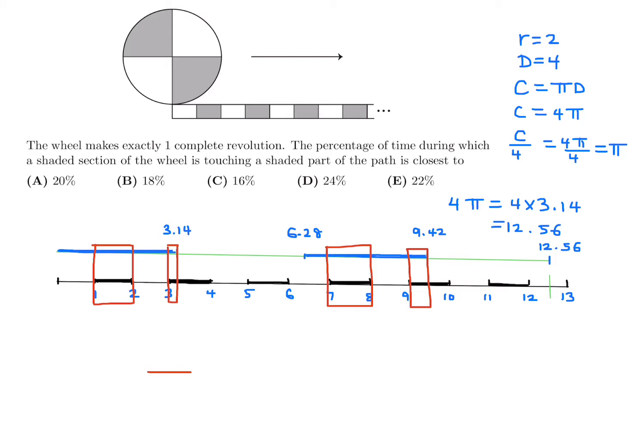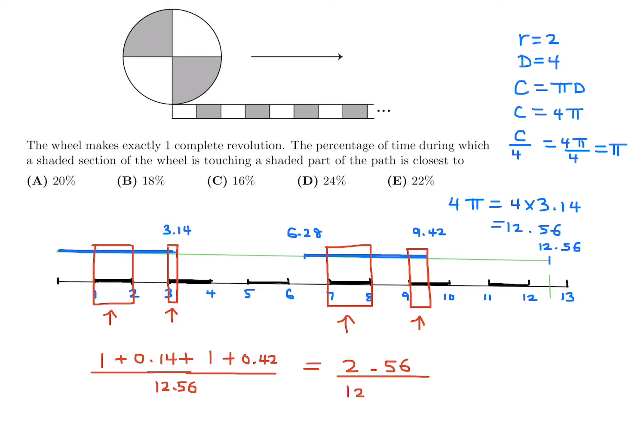That fraction obviously is going to have a numerator and a denominator. The denominator is the full distance from beginning to end, which is 12.56. Now, for the numerator, we've got to add this, which looks like from 1 to 2, which is 1. We add this, from 3 to 3.14, so that's 0.14. We add this, from 7 to 8, which is just 1. And then finally, we add this, which is 9 to 9.42, which is 0.42. Okay, let's add this up. And when we do, we get 2.56 over 12.56. And when you do that math, you get approximately 0.2, which is 20%, approximately. So it is closest to 20%, and therefore the answer is A.